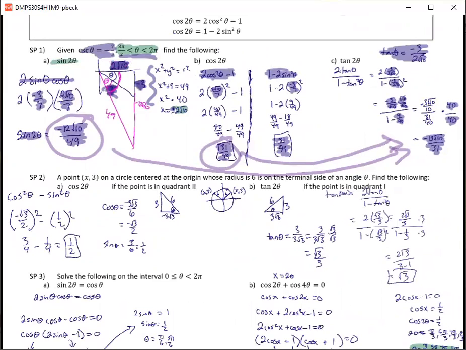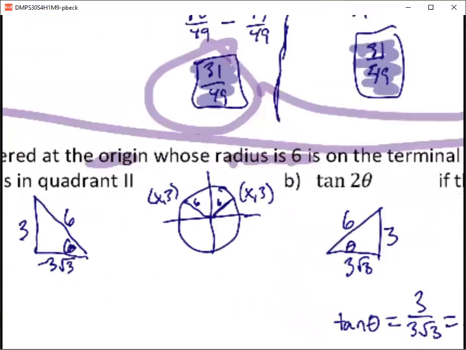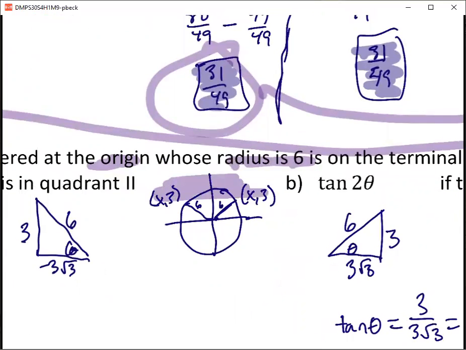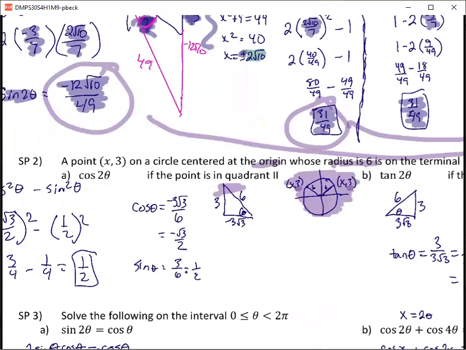Next problem, I have a point on a circle centered at the origin. Radius is 6. If you notice, I drew out that situation. I did not say in the problem whether this is in quadrant 1 or quadrant 2, and I know it's one of those 2 quadrants because the y value is positive. So in part A, I'm telling you quadrant 2, so I drew out the triangle in quadrant 2. Cosine ratio, I had to find the x value. So to find the x value, we are going to do x squared plus y squared equals r squared again. So x squared plus 9 equals 36.